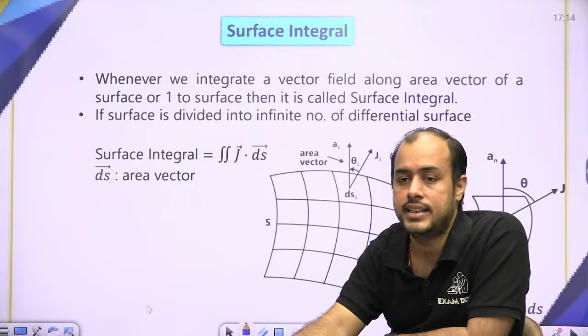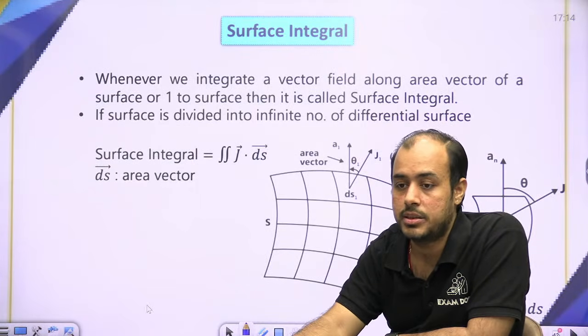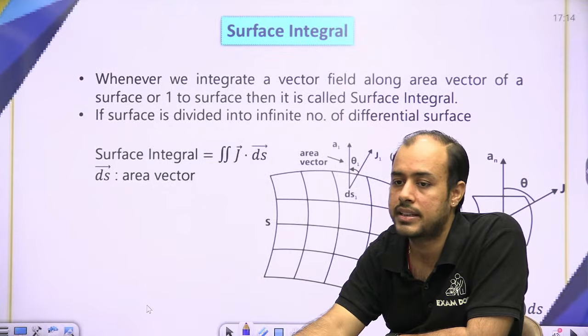Next is the surface integration. Surface integration, beta, second method repeat.